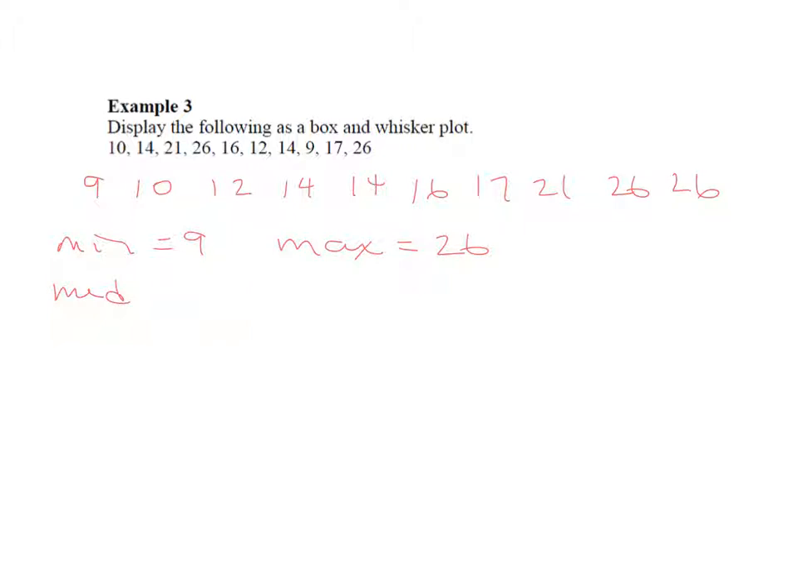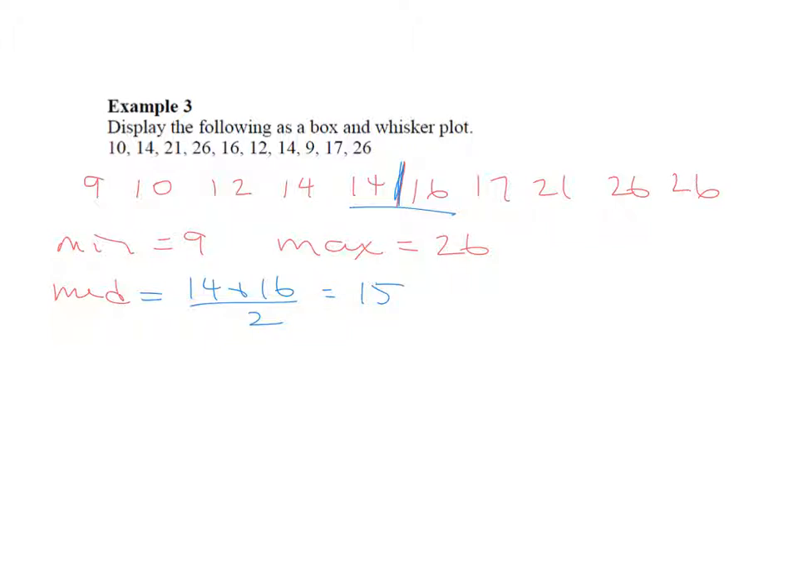My median, I've got 1, 2, 3, 4, 5, 6, 7, 8, 9, 10 sets of data, so that's an even number. So my median is going to be between the 14 and the 16 there, because I have 2 middle numbers. So 14 plus 16 divided by 2 gives me 15.